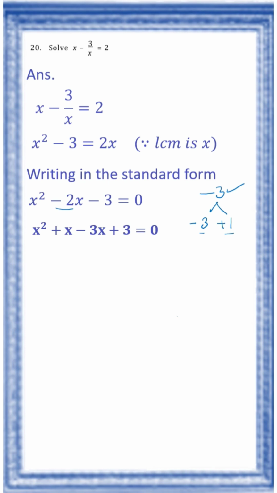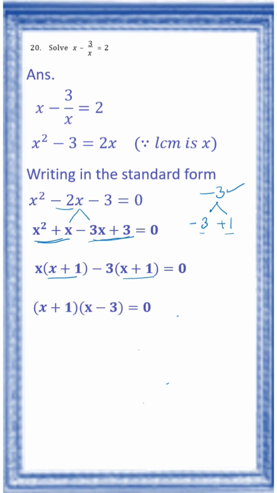Splitting the middle term. Now group like this. Here in this group x is common. In this group negative of 3 is common. So x into x plus 1 minus 3 into x plus 1 is equal to 0. Here x plus 1 is common. x plus 1 into x minus 3 is equal to 0.